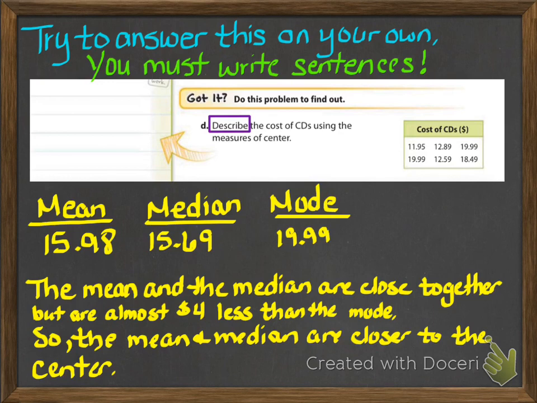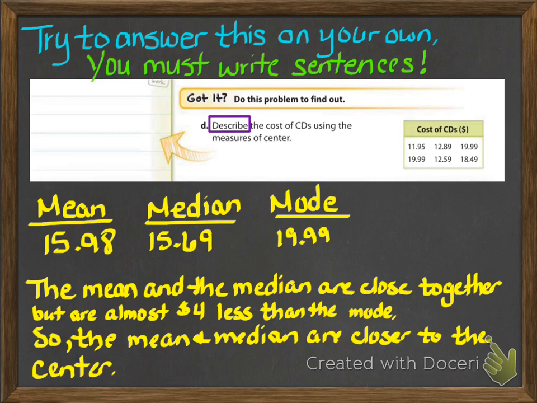So I started by talking about the mean and the median since those were the first 2 numbers. I said that the mean and the median are close together because if you think about it, they really are. They're only off by less than 20 cents each, about 19 cents apart from each other. But then if you're comparing them to the mode, they are close to $4 less than the mode. So I talked about how the mean and the median were close together, their prices were close, but the mode was almost $4 more than the mean and the median.